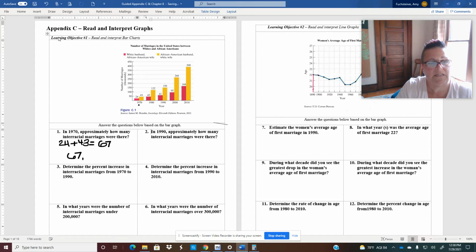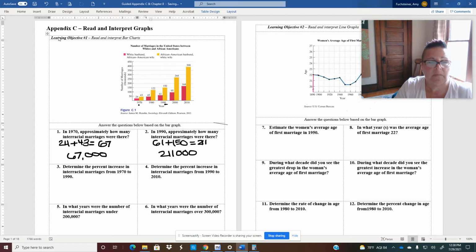67,000 would be the correct answer because we would want to multiply this by 1,000. Clearly, there were not just 67 marriages between interracial couples in 1970. In 1990, we would do the same thing. We would simply look at 1990 and we would take the 61, and to that we would add the 150 to get us 211. And again, we would want to multiply that by 1,000. So that's going to give us 211,000.